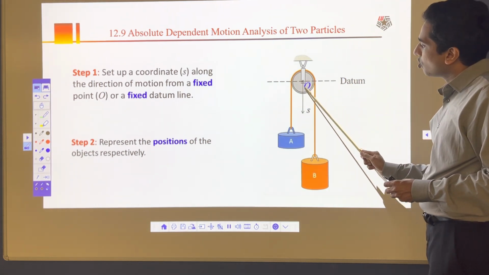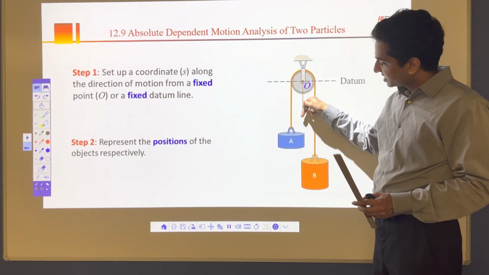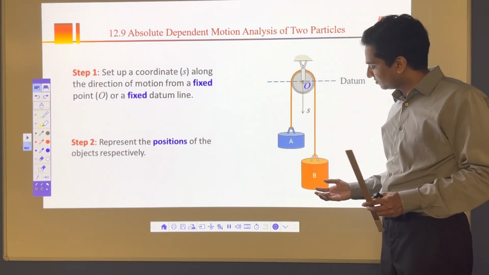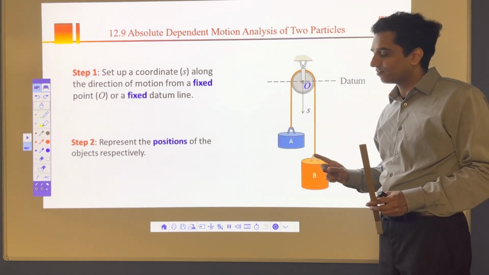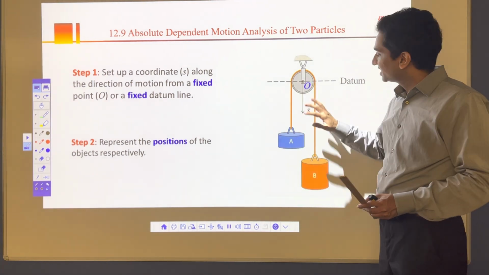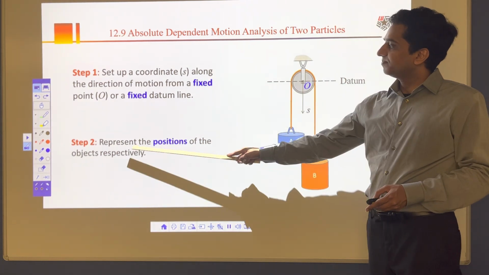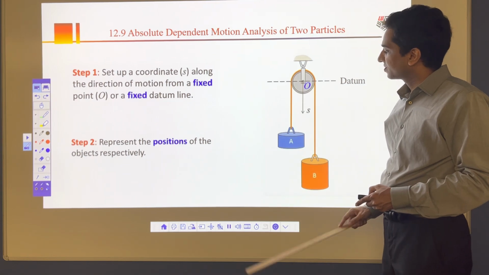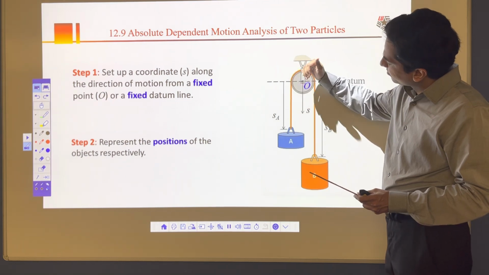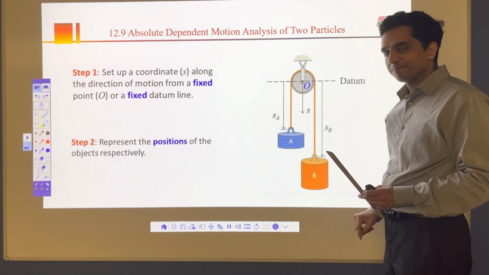Draw a coordinate system O. And then I'm going to say all the distances and all the velocities downward will be positive. It means if this is going downward, that velocity is positive. If this is coming upward, that velocity is negative. So from the datum, I'm going to measure all the distances, and downward is my positive. That's what I'm going to set for step 1. Once you are done with step 1, step 2 is to represent the positions of A and B. I have this datum here. From that, in step 2, I'm going to mark the positions SA and SB.